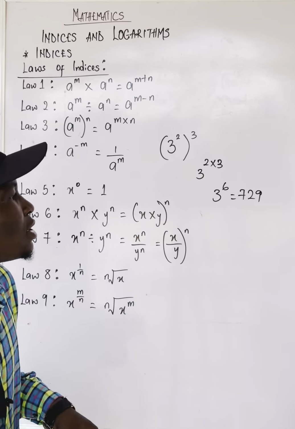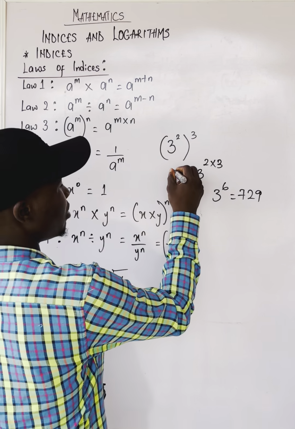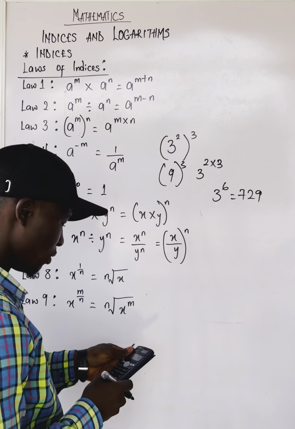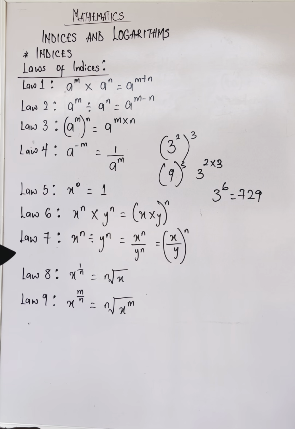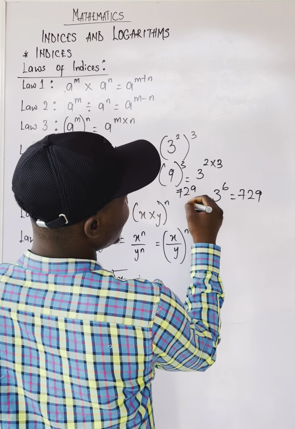Now let's solve this one. 3 to the power of 2 will give us 9. Then 9 to the power of 3 will give us what? Let's check. It is still the same, 729. Here you see, it is still the same 729.